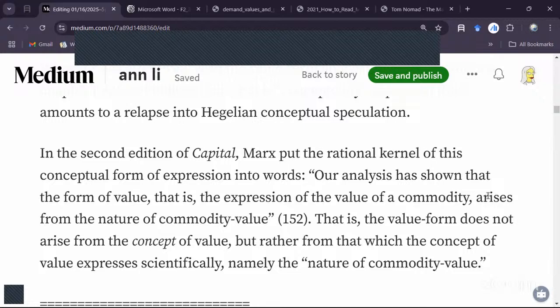Now all that sounds very tautological and circular, but this is actually kind of important because you're trying to invoke the kind of sequence, which gets back to the sublation issue of why Hegel's connected to this at all, on the one hand, but is entirely necessary because we've tried to make Hegel more material. That is, the value form does not arise from the concept of value, but rather from that which the concept of value expresses scientifically, namely, quote unquote, the nature of commodity value.